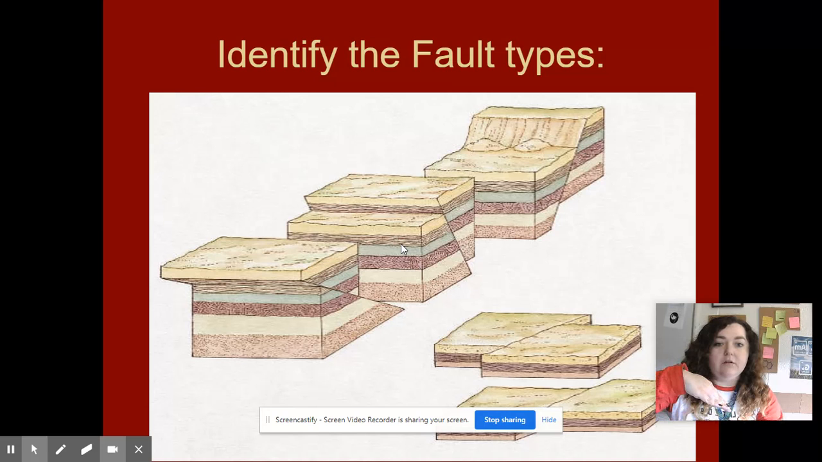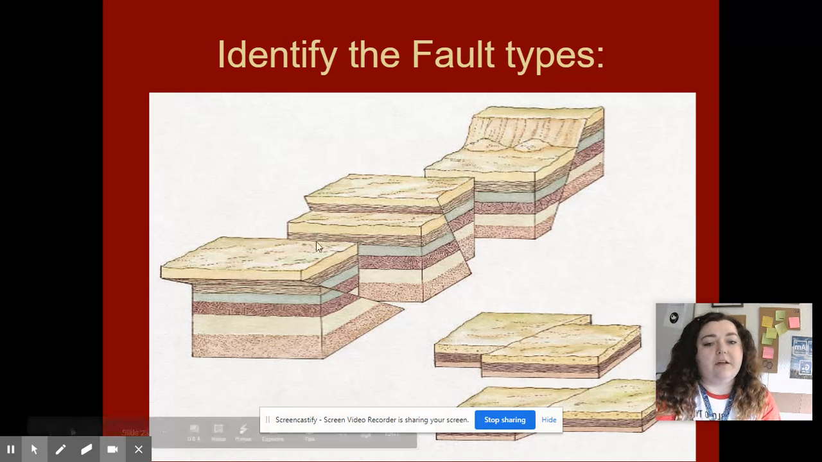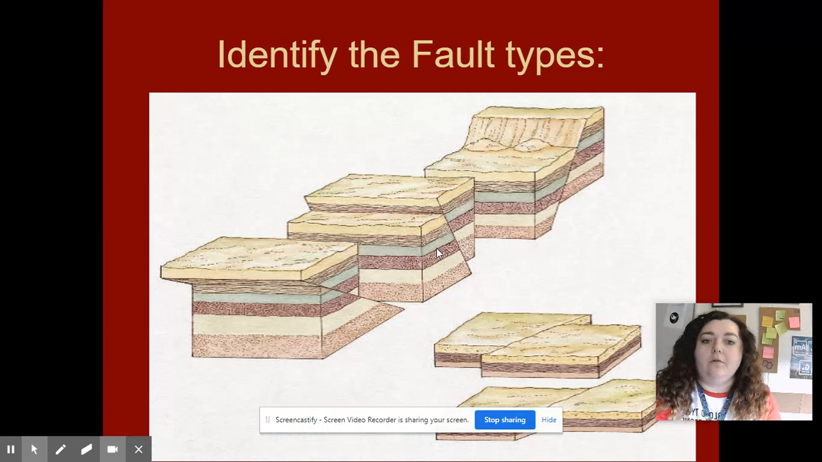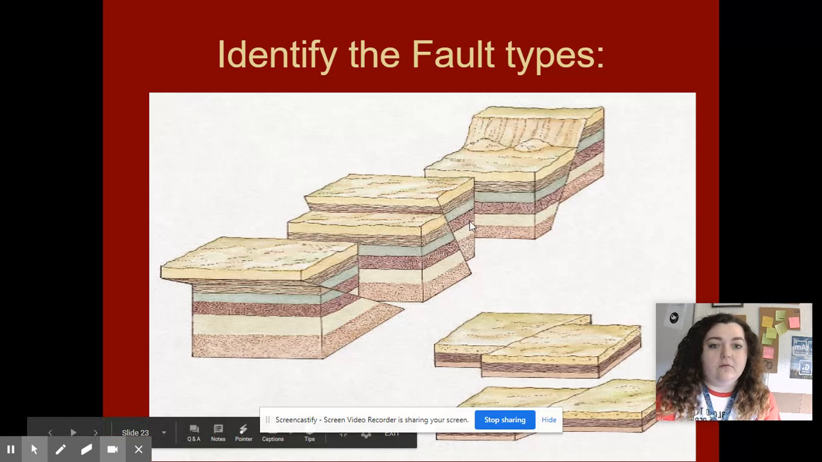Now, again, let's look at the second one. The hanging wall is going up, and then the footwall is going down. So we know that they're converging. So that means that this is a converging plate boundary, and we know that that means it is a reverse fault. But it's more than 45 degrees on the angle, so it's just a reverse fault. It's not a thrust fault.